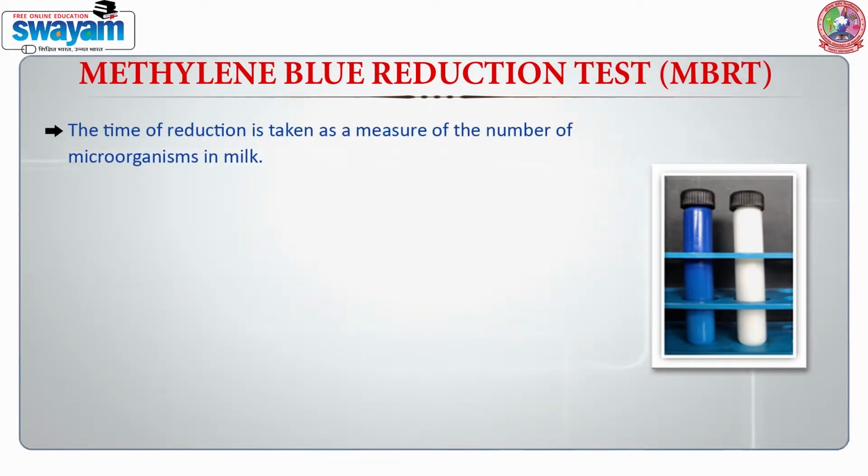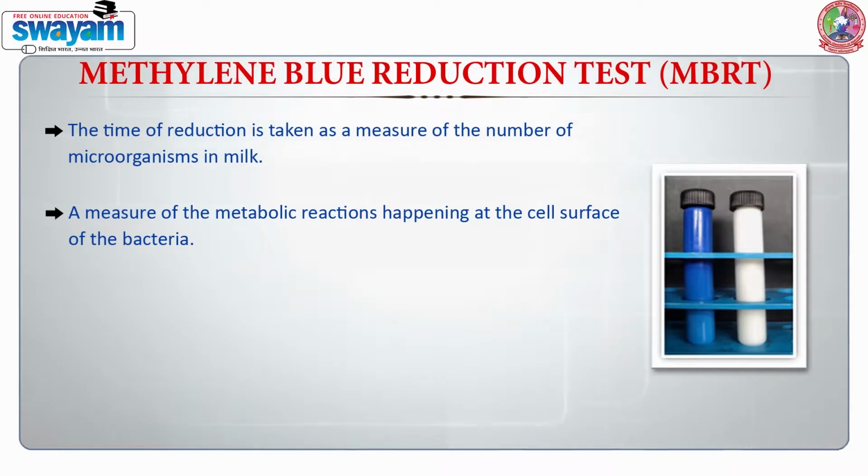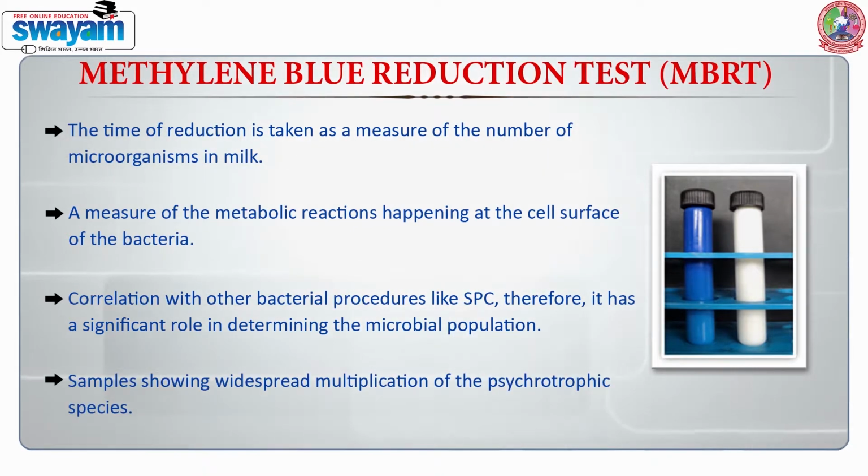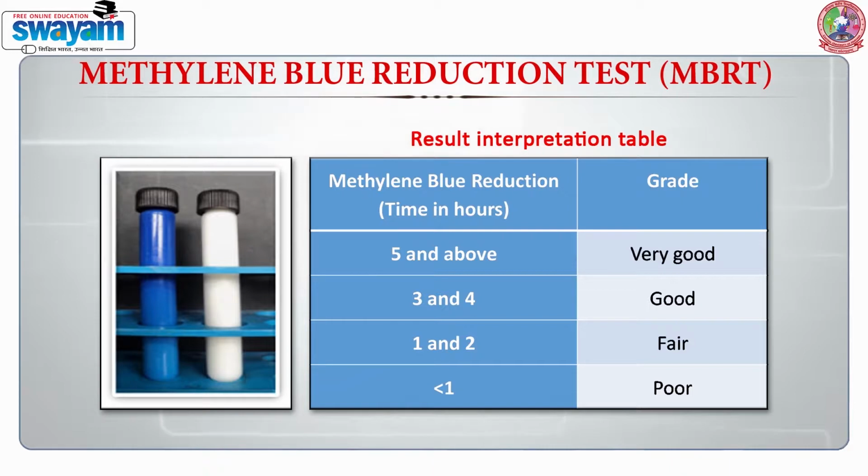Therefore, the time of reduction is taken as a measure of the number of microorganisms in milk, although it is more likely to be truly a measure of metabolic reactions happening at the cell surface of the bacteria. The methylene blue reduction test has a correlation with other bacterial procedures like SPC, therefore it has a significant role in determining the microbial population. This is particularly true in those samples showing widespread multiplication of the psychrotrophic species. The results can be compared with this table.